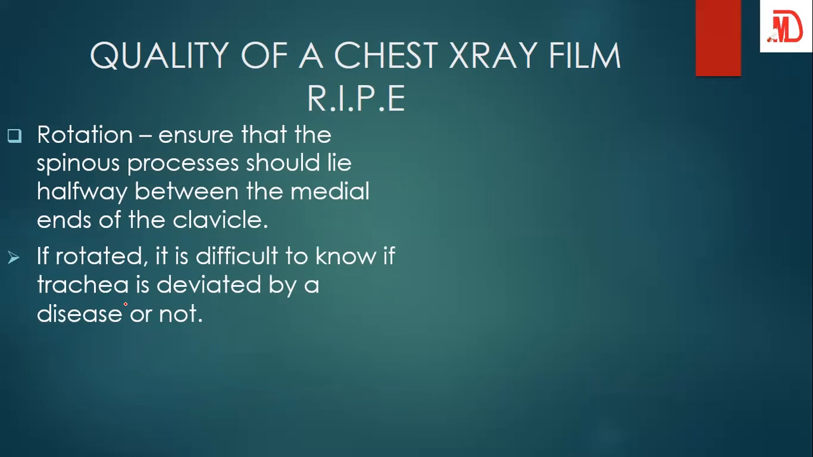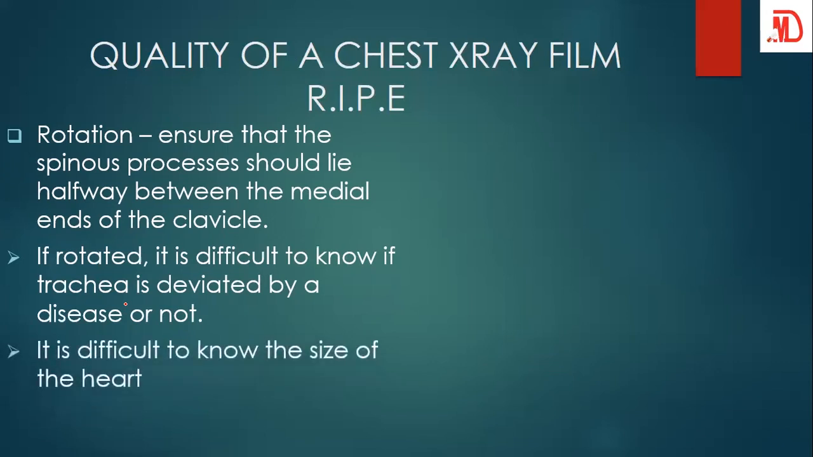But you know, shifting of the trachea gives you a lot of differentials, right? So you must be certain that this x-ray is not rotated, and hence this deviation is as a result of this disease or that condition. If not, you misdiagnose. So it's important. What else? It is also difficult to know the size of the heart if it's rotated. It will change it, depending on which area it goes.